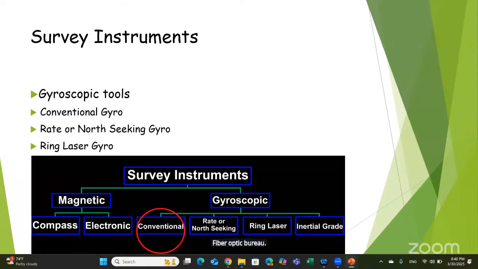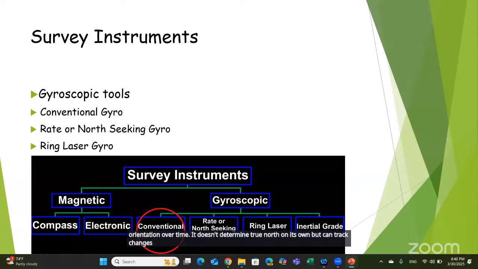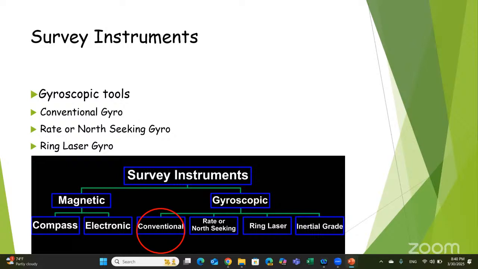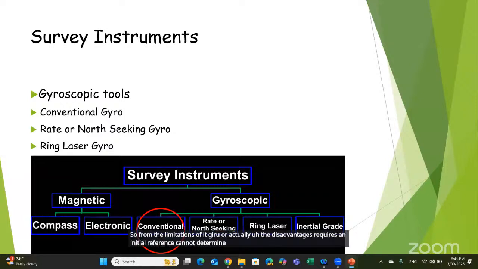Also for the rate or north seeking, rate gyros measure the rate of angular changes in wellbore orientation over time. It doesn't determine true north on its own, but can track changes in well trajectory dramatically. From the limitations of rate gyro, or actually the disadvantages, it requires an initial reference, cannot determine absolute north, drift over time, which is small errors accumulate in long runs.